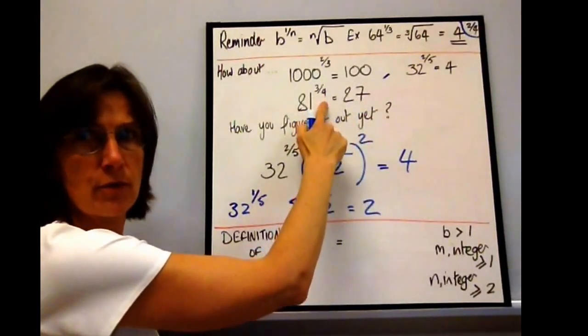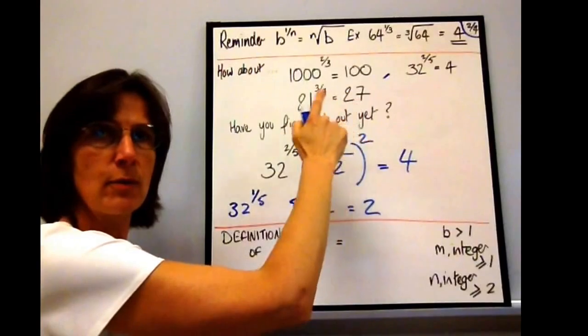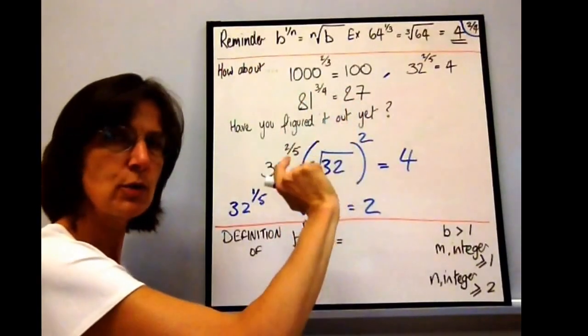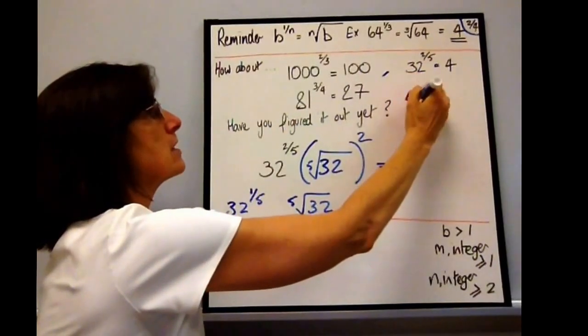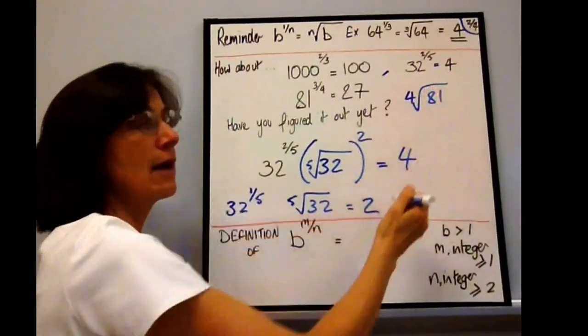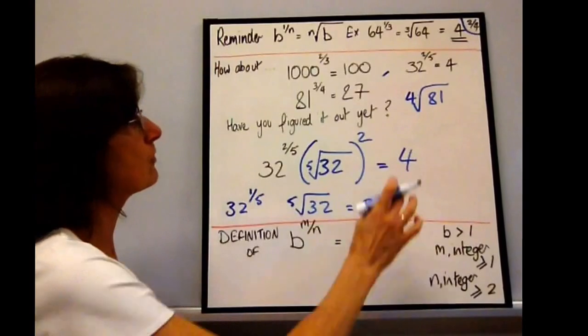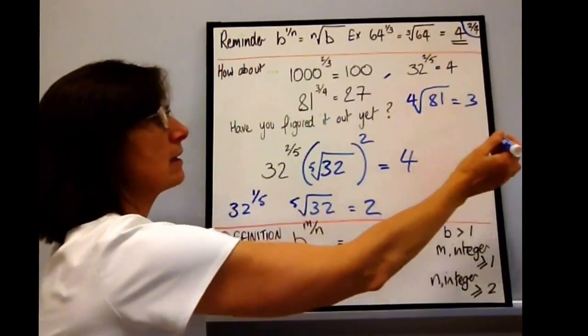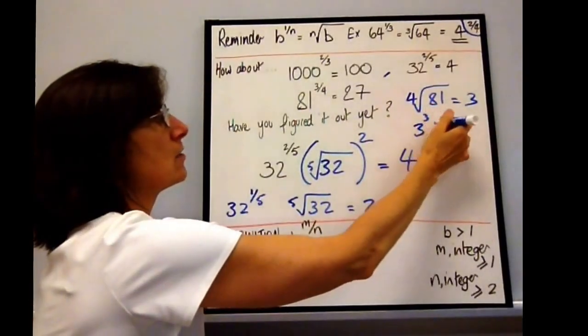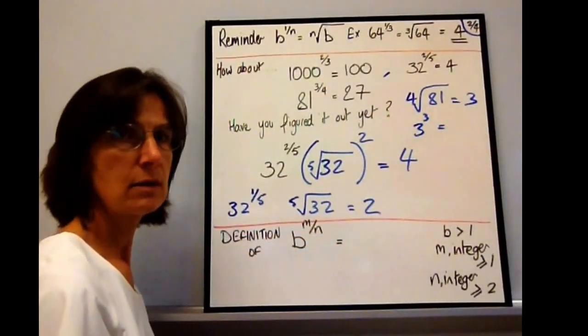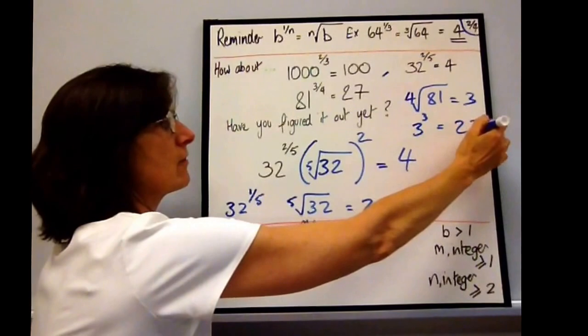81 to the 3/4 power. So we know that we need to take the 4th root, and I suggest we do that first. We'll take the 4th root. What is the 4th root of 81? The 4th root of 81 is 3. We're halfway there. Then we do 3 to the 3rd power. That's where we get the 27 from.